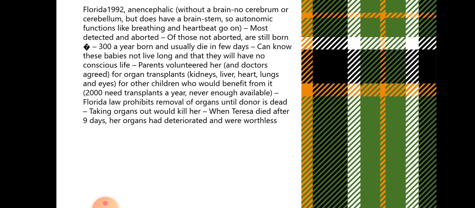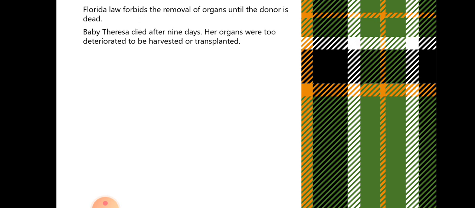When Teresa died, this is an example. When Teresa died after 9 days, her organs had deteriorated and were worthless. Florida law forbids the removal of organs until the donor is dead. Baby Teresa died after 9 days. Her organs were too deteriorated to be harvested or transplanted to other babies.